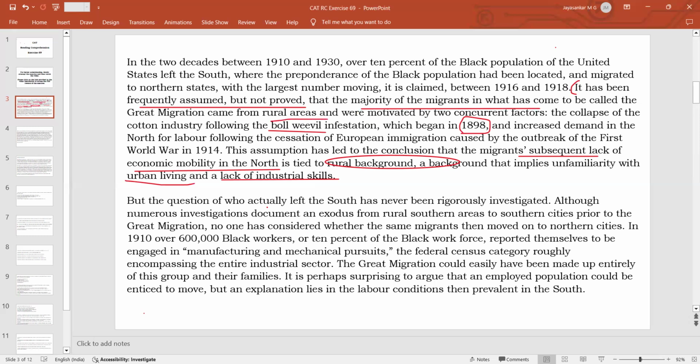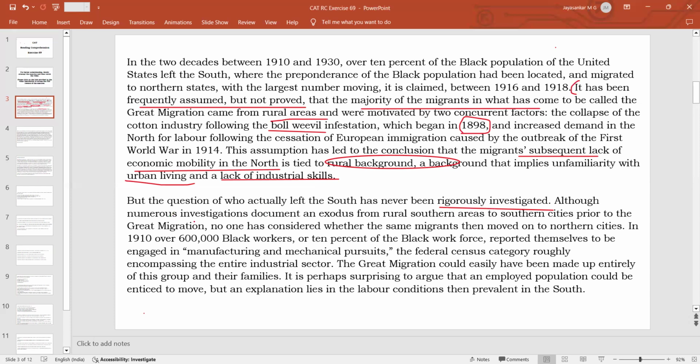So he says that this could have been a misconception. Because it is only an assumption, it is not clearly proved that it is the rural black workers from the south who migrated to the north, because this has not been rigorously investigated. Whether this is true or not is not investigated.